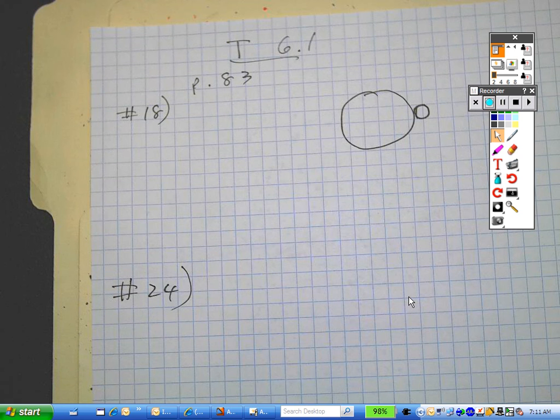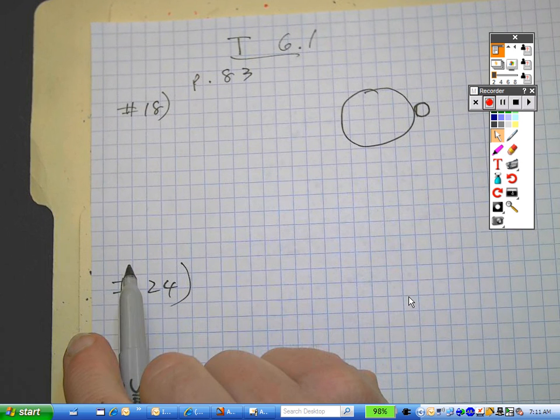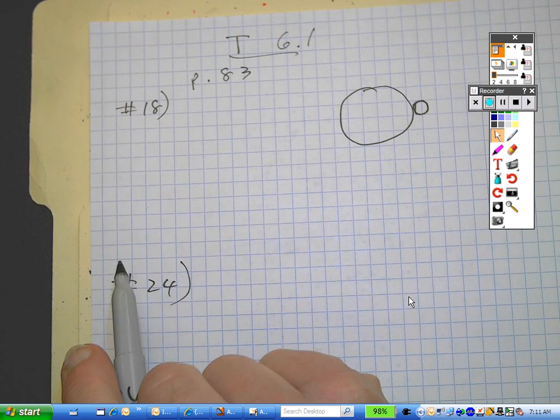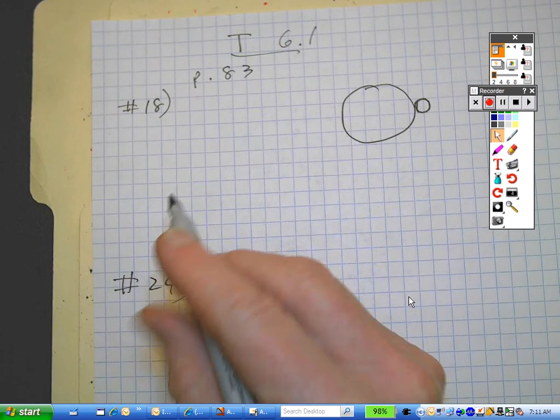Hey AP Physics students, here are some hints for the assignment T6.1 starting on page 83 with number 18. You're going to like this assignment. It's very gentle, and the formula for the force of gravity between objects is not all that difficult.